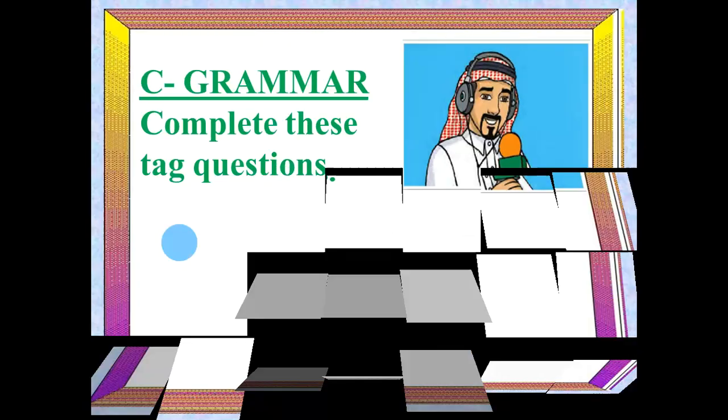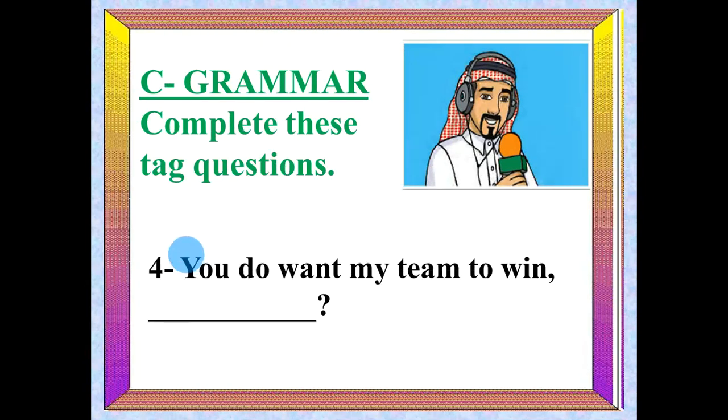Number 4. You do want my team to win. Okay. Here, where is the auxiliary? Yes, great. This is do here in an affirmative sentence. So we transform it into a negative question. So do here becomes don't, followed by the subject you. Okay, so the answer is, yes, great, don't you?